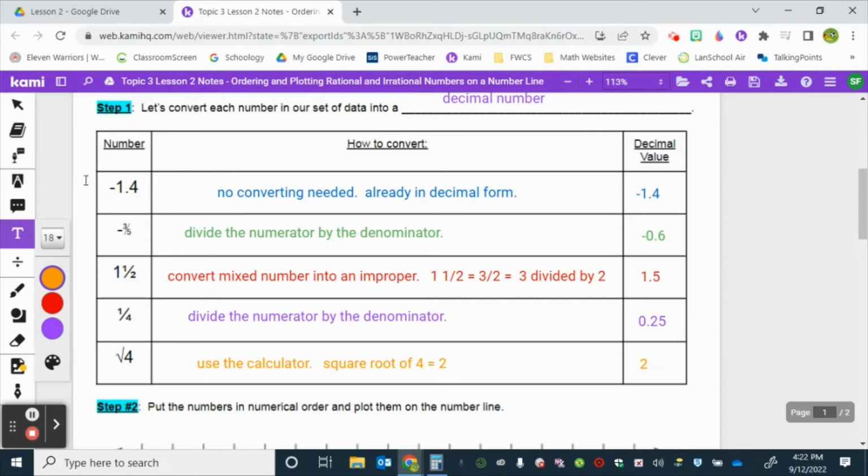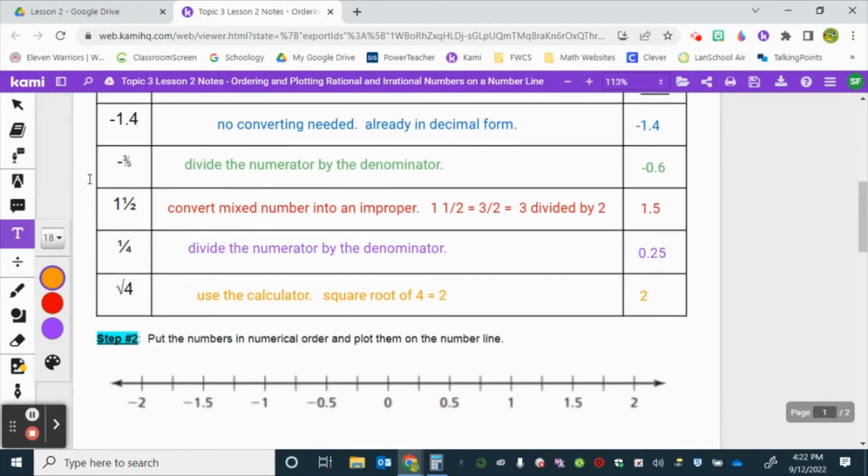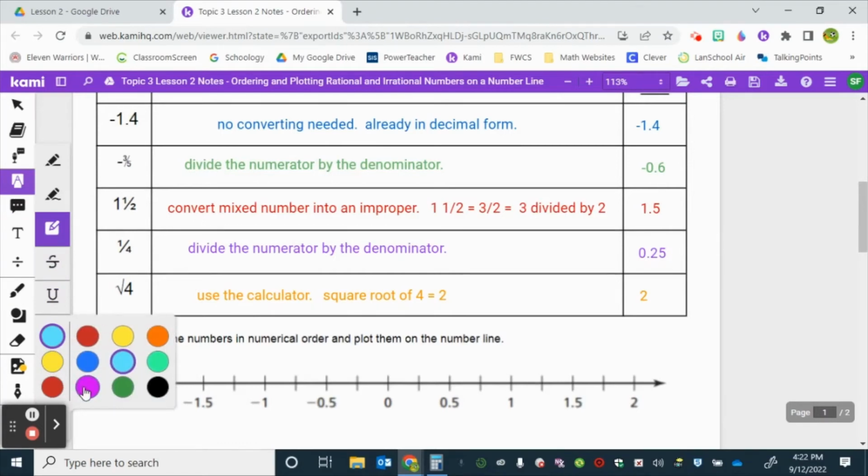Step 1 is all complete. We've taken each of our numbers in the set of data and converted them into their decimal form. So step 2, now we need to put those numbers into numerical order on our number line. And it's super important that you understand this.